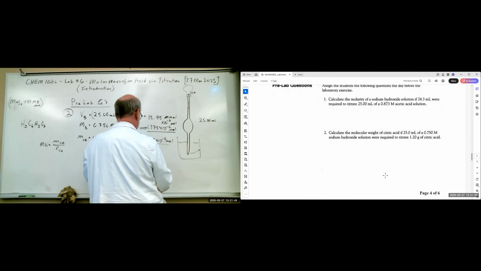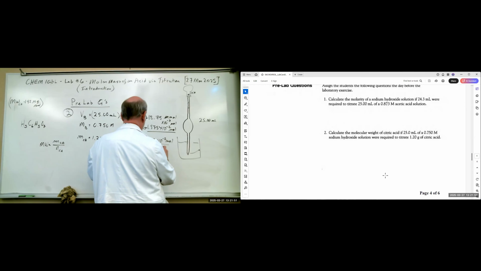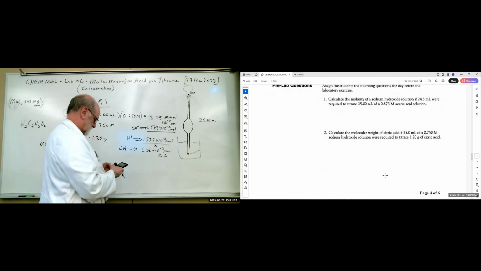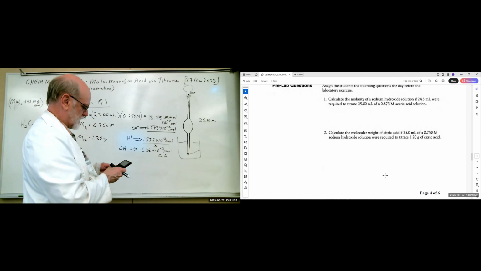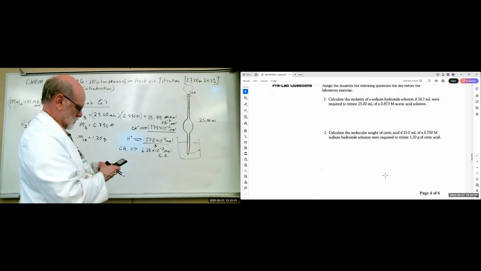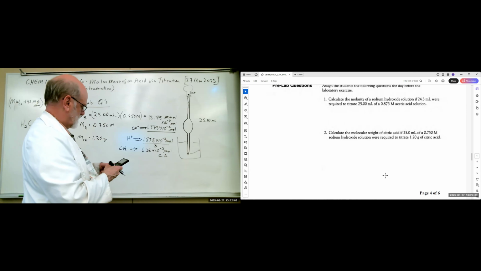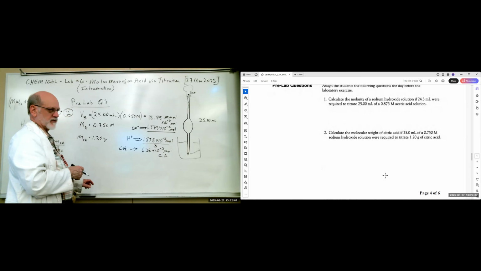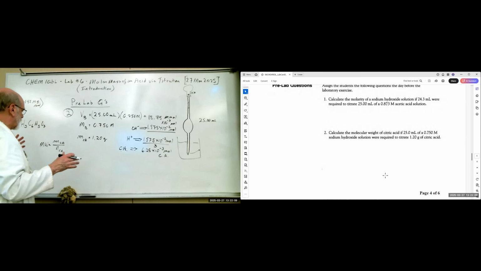let's see, 6.25 times 10 to the minus 3, I believe, moles of citric acid. Let me check myself, 1.875. Yes. 6.25 times 10 to the minus 3 moles of citric acid. Now we got what we need.